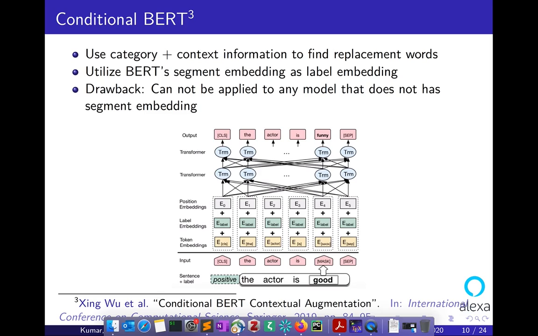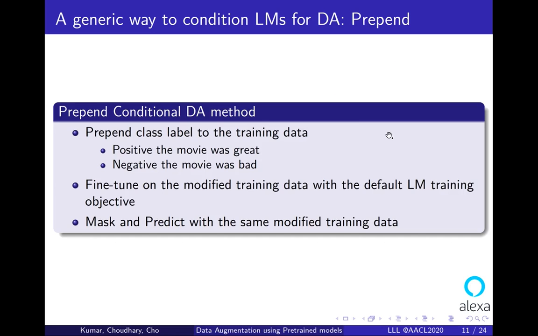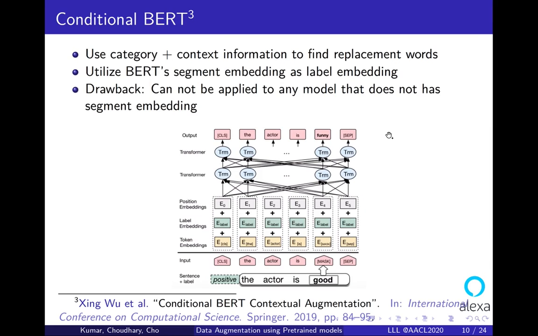However, this work has a major limitation. This work can be applied only to those models which have segment embedding. For example, if you want to apply it to RoBERTa or T5 or BART, you can't apply this method because these model architectures don't have segment embedding. So it's very difficult to modify this work and apply it to those models where we don't have label embeddings.